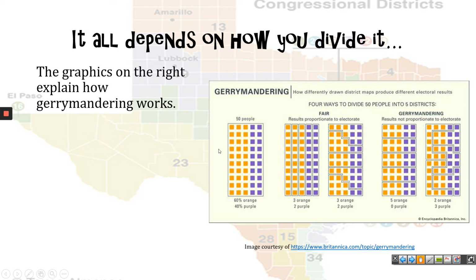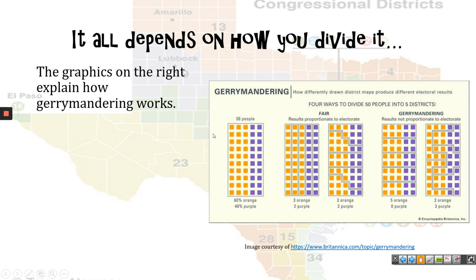Actually, the graphic says 50, so fine, let's call it 50. It makes the math a little bit harder because I can't use round numbers, but fine. Out of these 50 people, 30 are orange, which makes up 60%. 20 are purple, which makes up 40%. What you would expect is that if you divided these up into 5 districts, that's our goal, we're going to divide these 50 people into 5 districts.